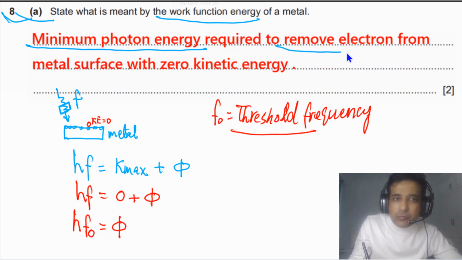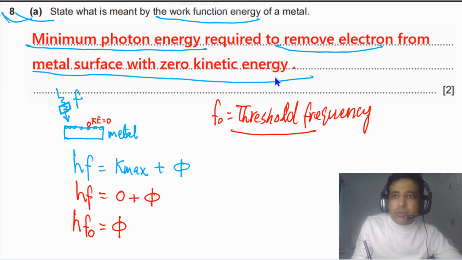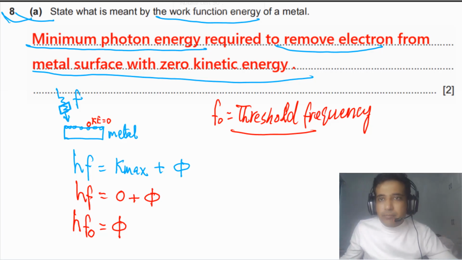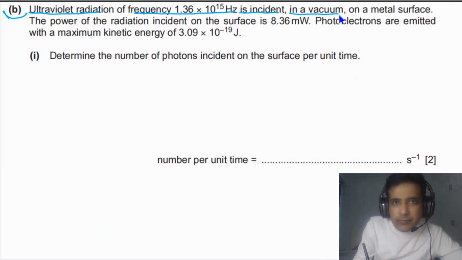This question has 2 marks. If you have written the first part, minimum photon energy required to remove an electron from the metal surface, you will get 1. And if you have mentioned 0 kinetic energy, you will get the second mark. This is a typical question, so you need to understand how to write down work function energy. You also need to understand how to state threshold frequency. For part B, it is given that ultraviolet radiation of frequency 1.36 times 10 to the 15 hertz is incident in a vacuum on a metal surface.